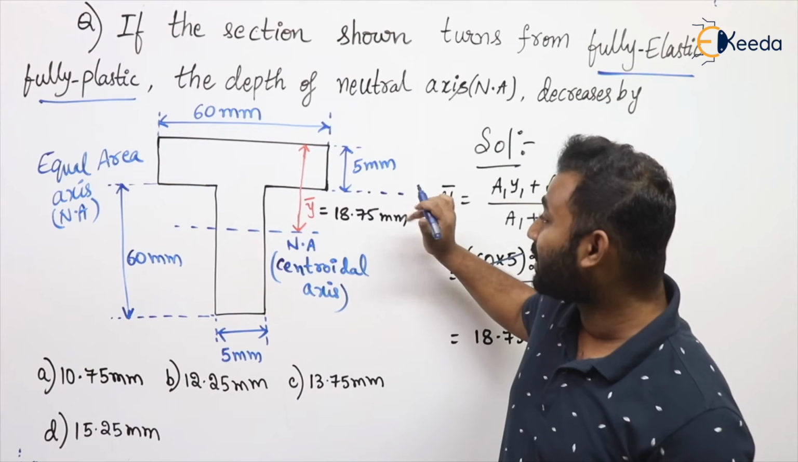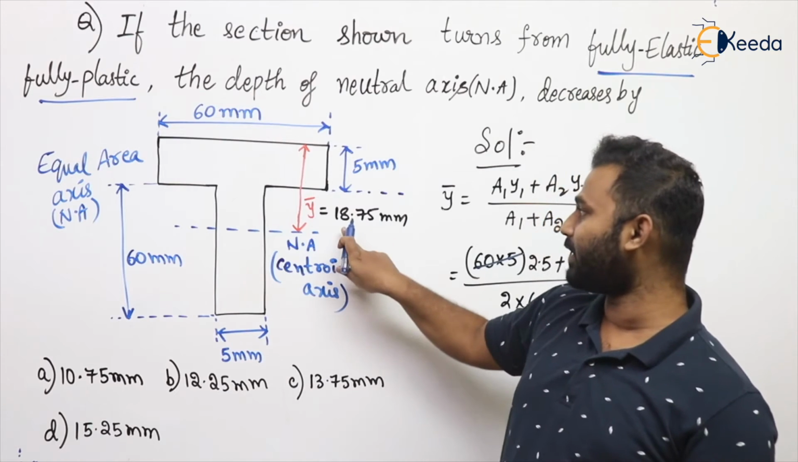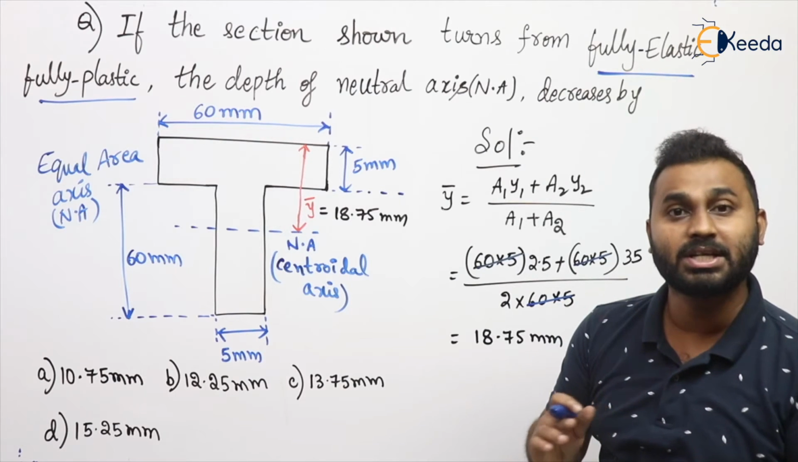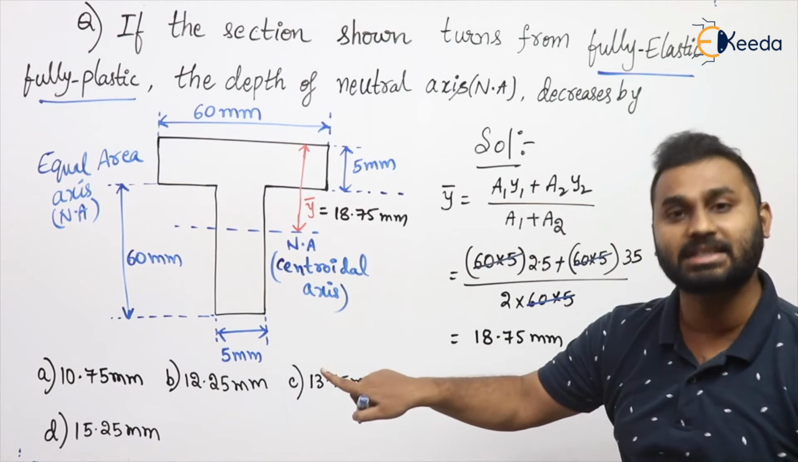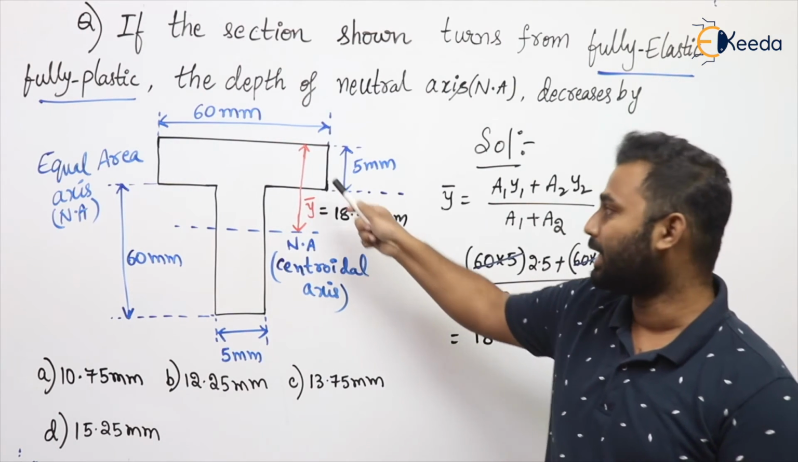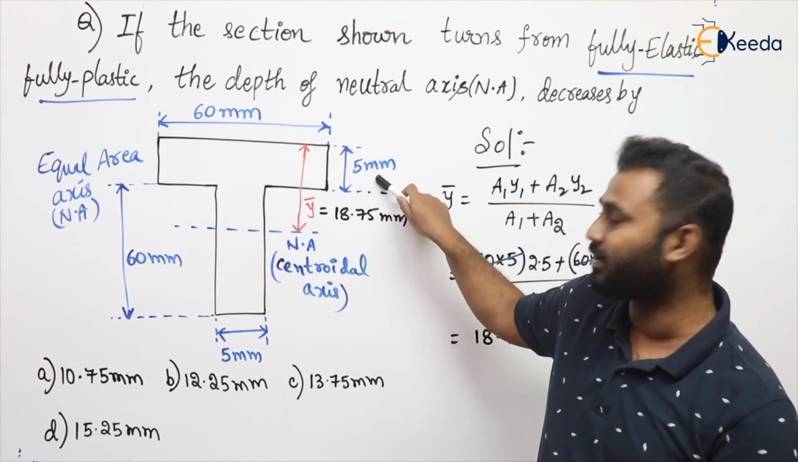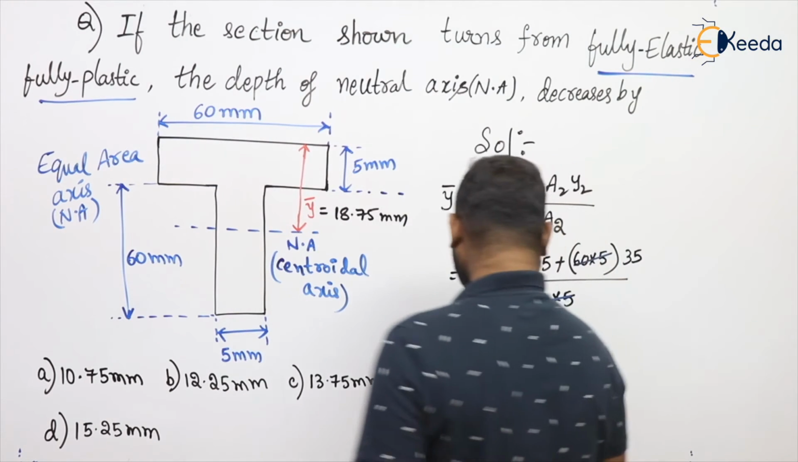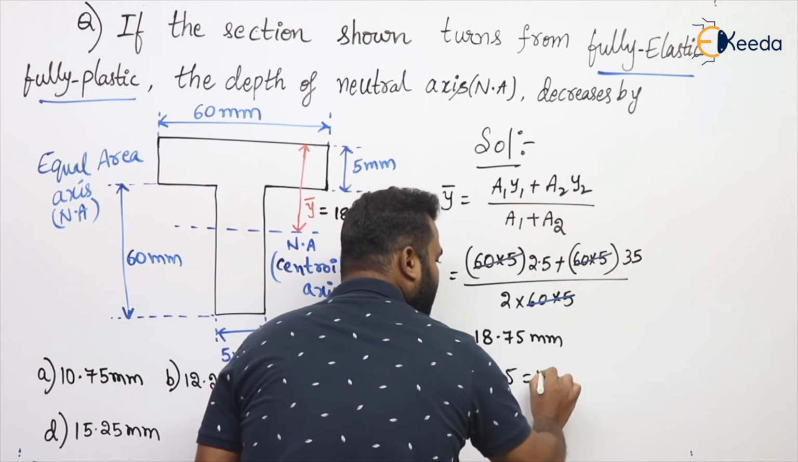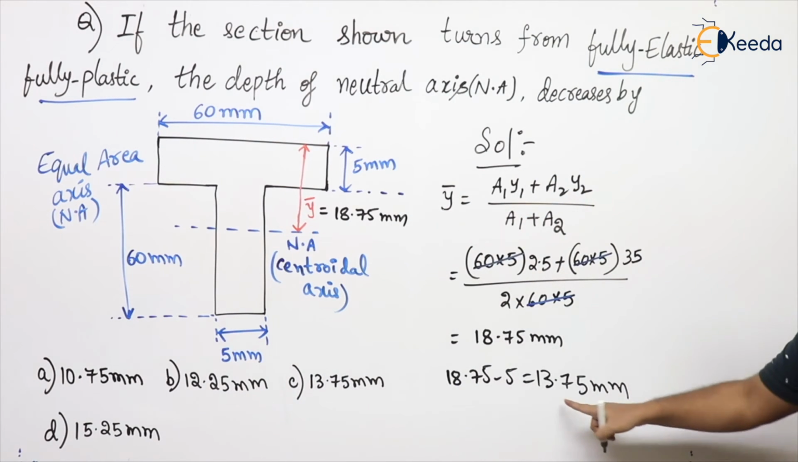So now the plastic neutral axis lies at a distance of 5 mm from the top, whereas the elastic neutral axis lies at a distance of 18.75 mm from the top. Now the difference between the distances of these two neutral axes gives us the answer for the given question. So what is the difference here? The elastic neutral axis distance is 18.75 and the plastic neutral axis distance from the top is 5 mm. Upon subtracting these two, 18.75 minus 5 comes out to be 13.75 mm.